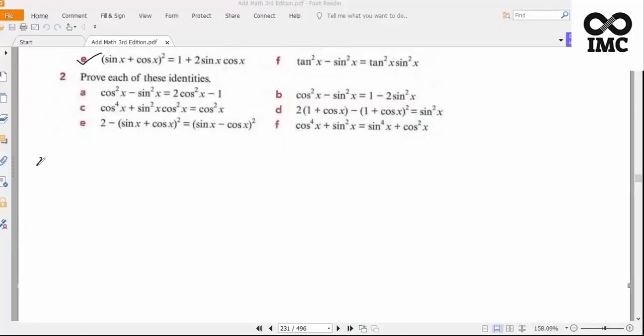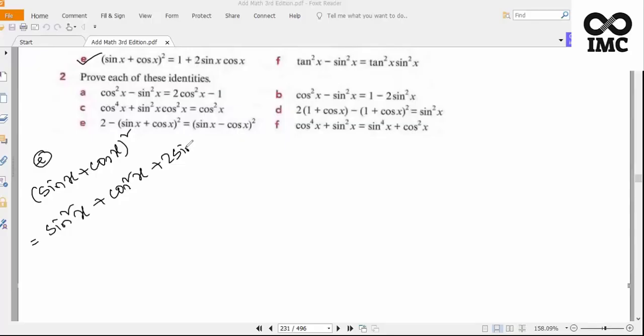Now, number A. Number A says sin x plus cos x whole square equal to 1 plus 2 sin x cos x. So sin x plus cos x whole square. By using the algebraic identity a plus b whole square, we can write a square plus 2ab plus b square. So sin square x plus cos square x plus 2 sin x into cos x. We know that sin square x plus cos square x equal to 1. So 1 plus 2 sin x into cos x.